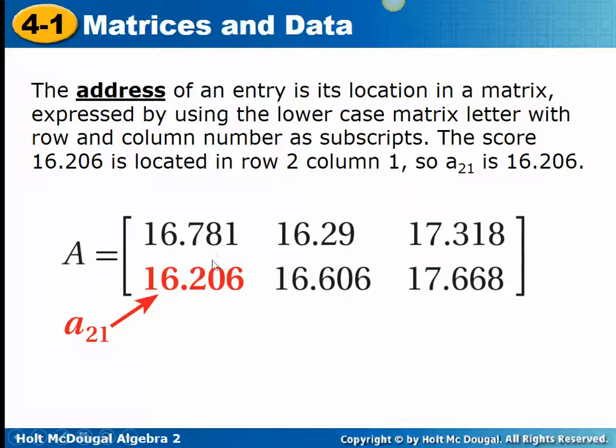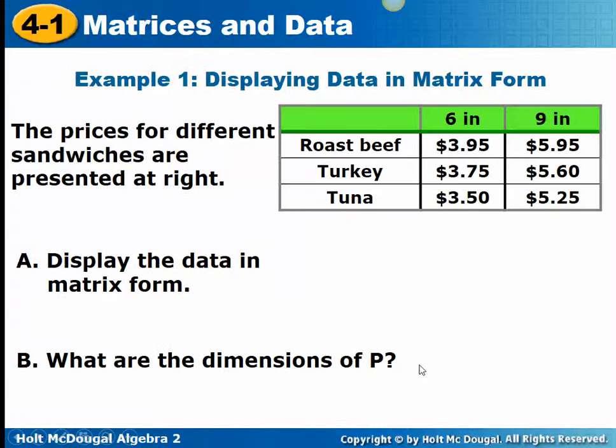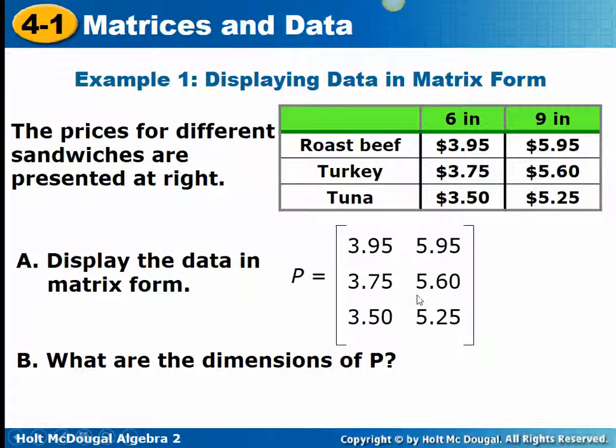Again, we talked about address. In this one, the address of the entry 16.206 is 21. If you are asked to display data in a matrix, remember you only put the numbers. Do not even use the dollar signs. So for A, you would just write the numbers like this.